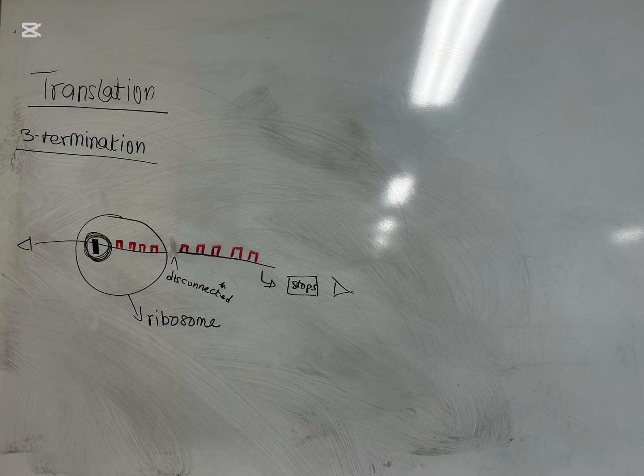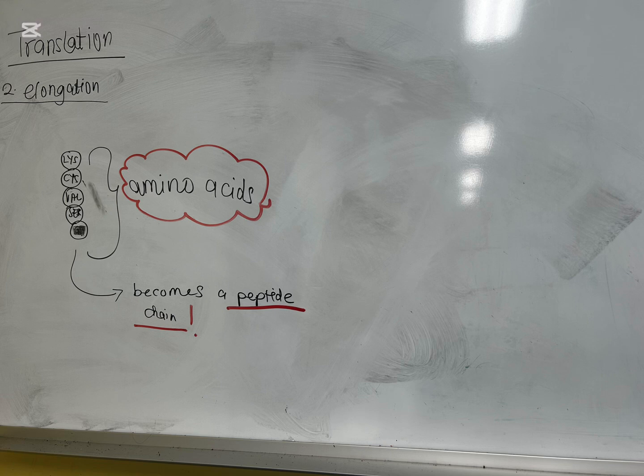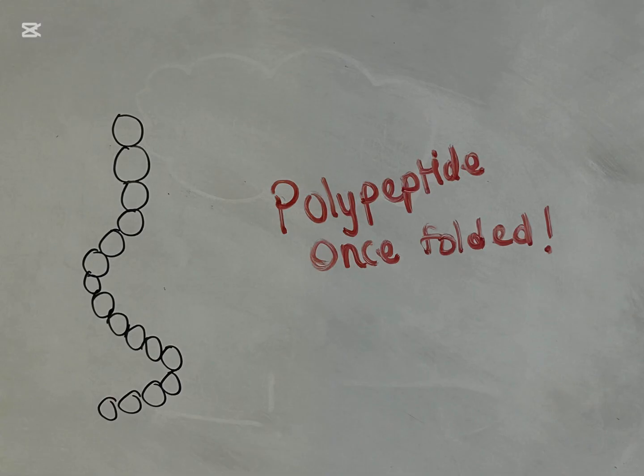The ribosome moves across the mRNA from left to right, and the mRNA strand's copied code becomes complementary. So before I wrap up, I want to show you how the amino acids look when they come into a chain, and then show you how a polypeptide chain looks once it's folded.